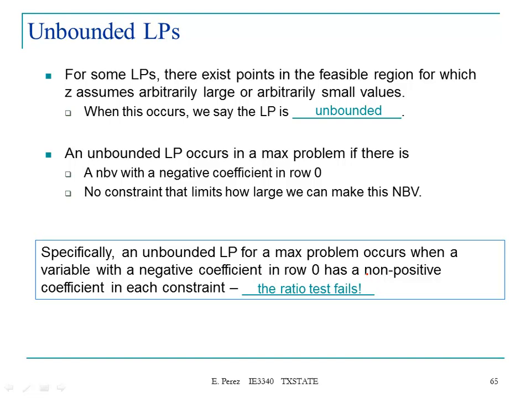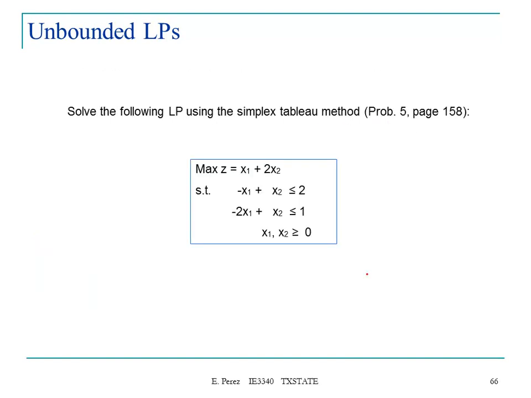And you'll see that with the example. So basically what you're going to see is when you try to make a ratio test for that variable, you will not be able to make it because all the coefficients for that variable are negative. So let's look at this problem.